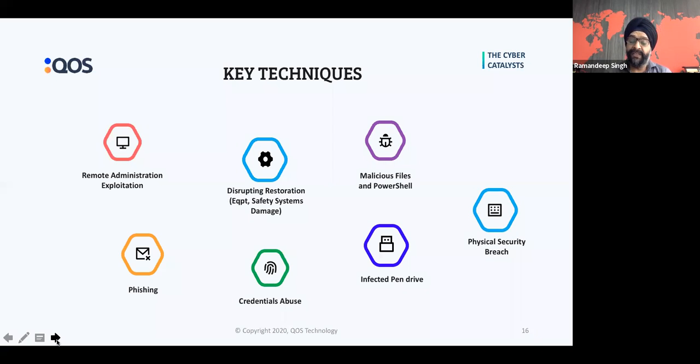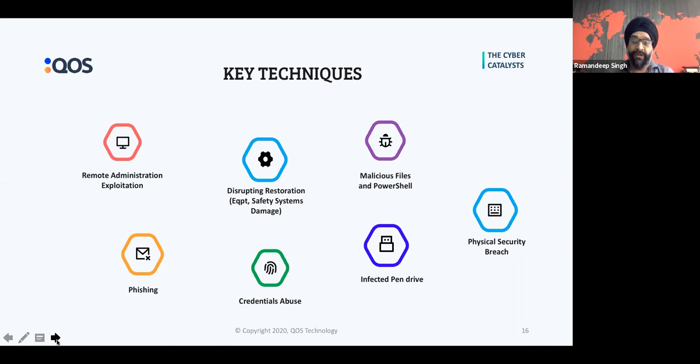And then obviously the physical security breach. This is one of the very important attack vectors, which we have seen in some attacks, which even happened in one of the oil companies last year, where a drone was sent, and then in one of the nuclear plants in our country. So many things happen around these vectors. These techniques have been used most commonly in the last 3-4 years by cyber criminals against SCADA systems.